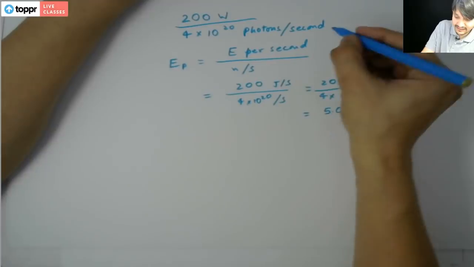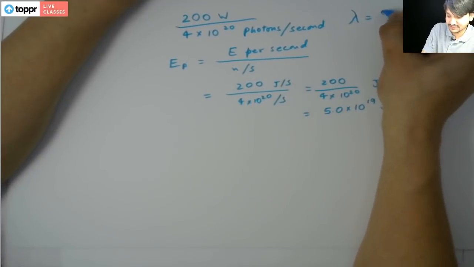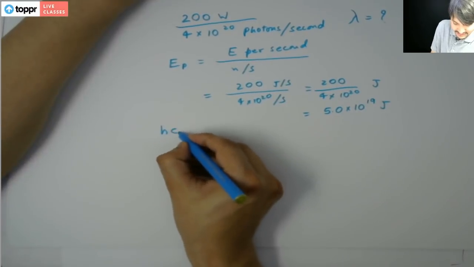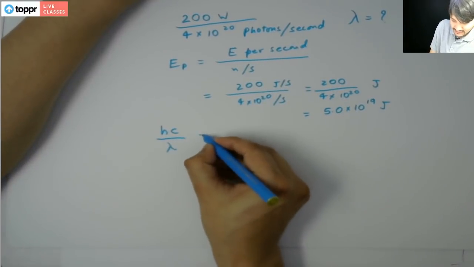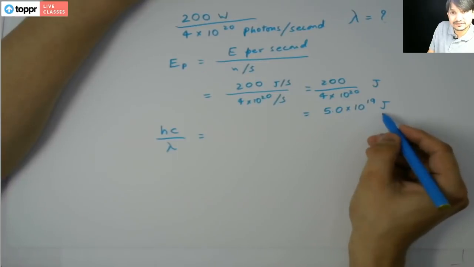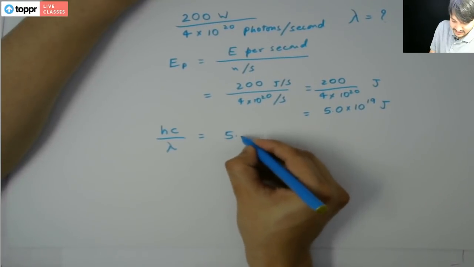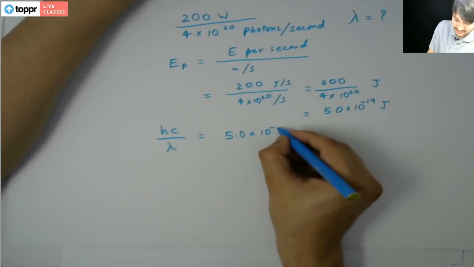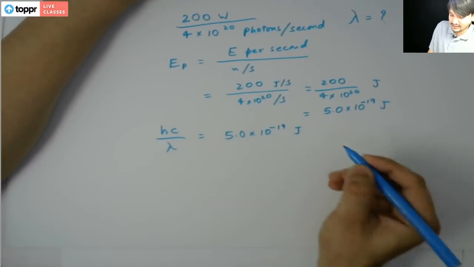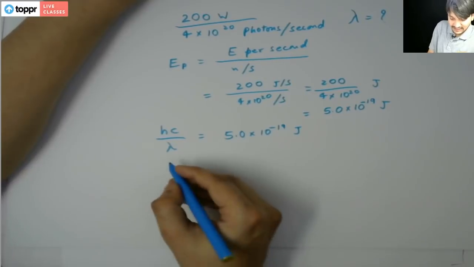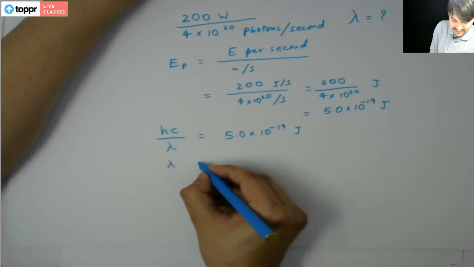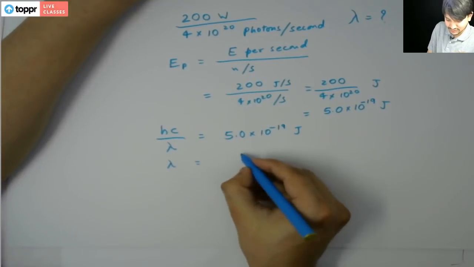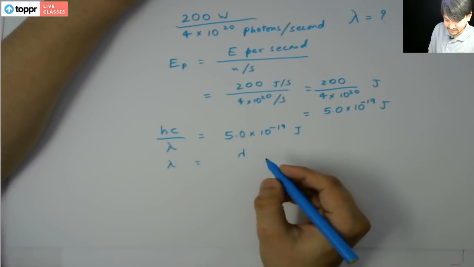They have asked to find lambda, right? And we know that E of photon equals hc by lambda, so hc by lambda equals 5 into 10 to the power minus 19. Did I say minus? It should be minus, yes. And using that, we can simply say lambda equals hc divided by this value. You can exchange these two. What have I written?